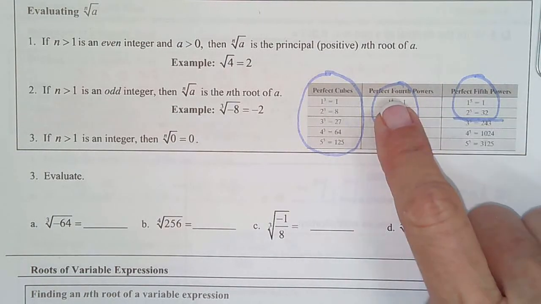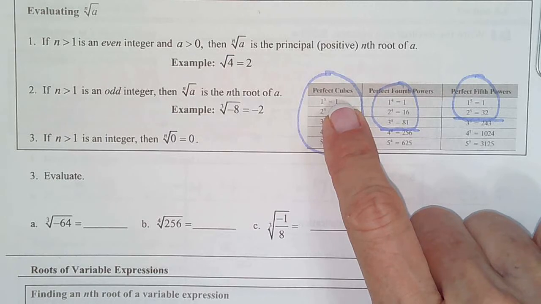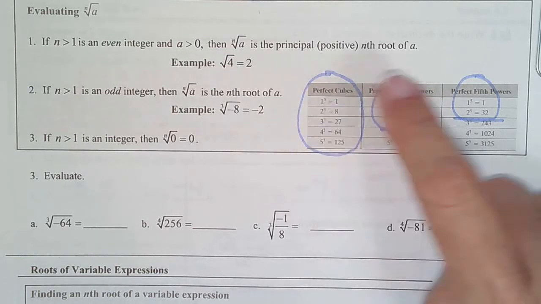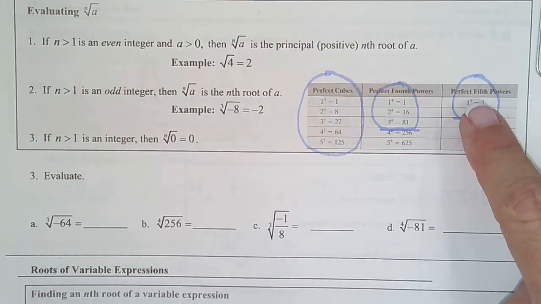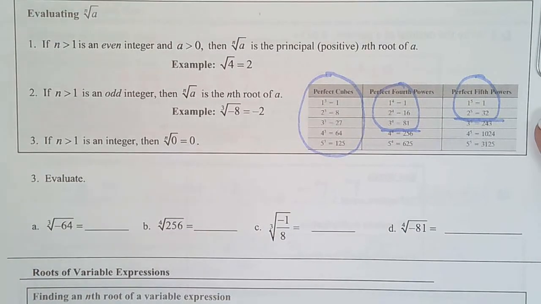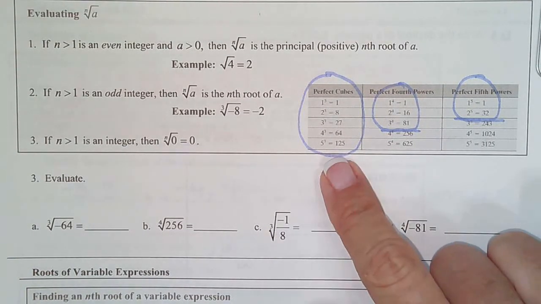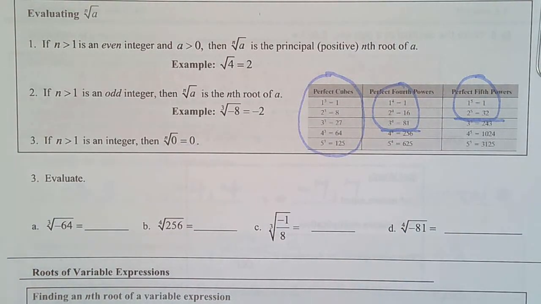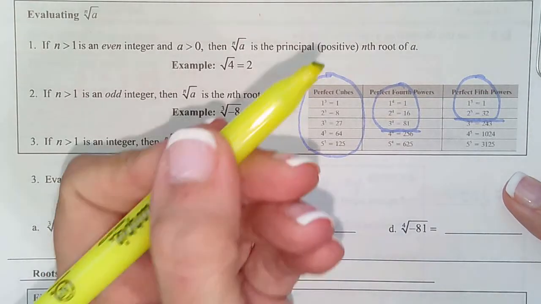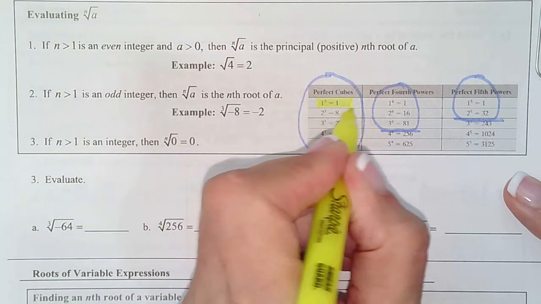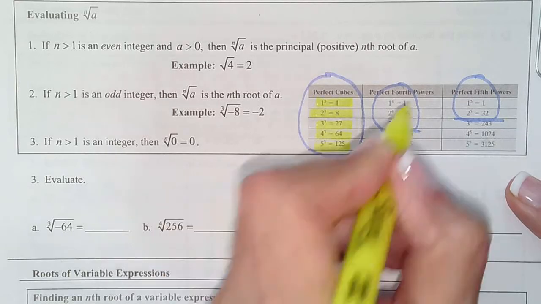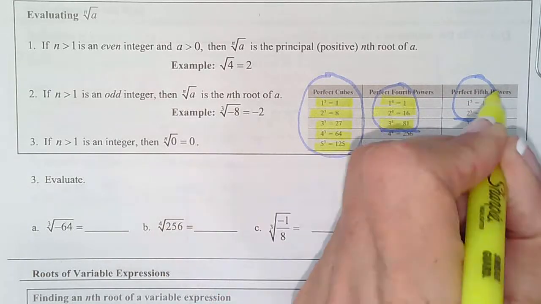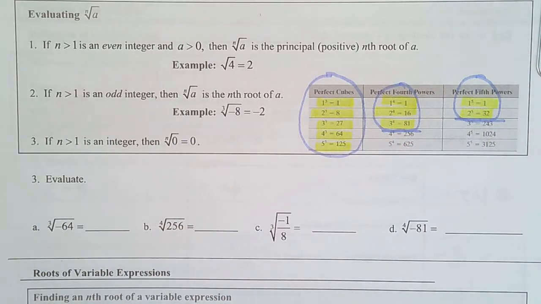And 1, like I said, is its own power. So 1 is the square root of 1, 1 is the cube root of 1, 1 is the fourth root of 1, 1 is the fifth root of 1, and so on. Those are the ones that I would memorize. I would highlight them and write memorize there. And you'll be so happy you did, because you won't have to be picking up your calculator all the time if you have the major ones memorized.